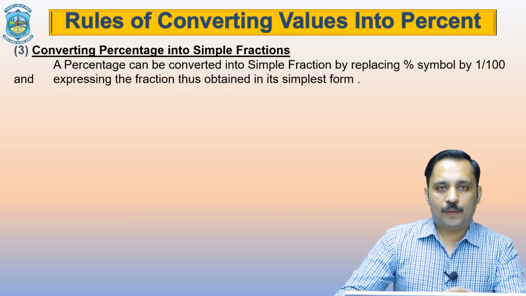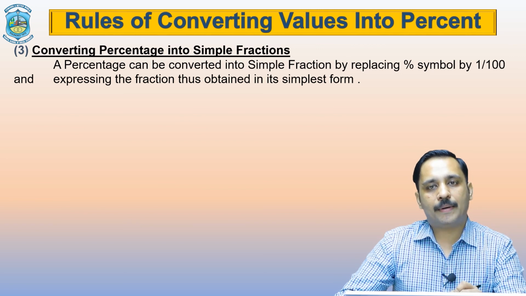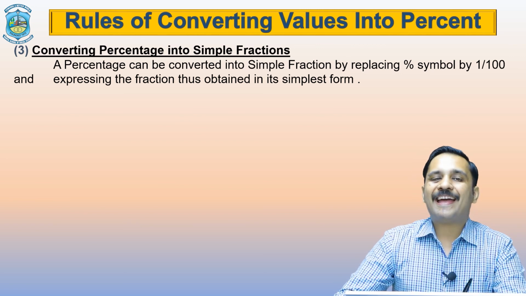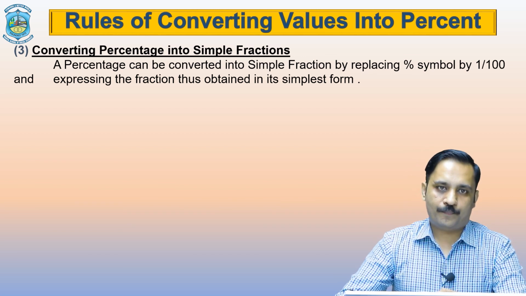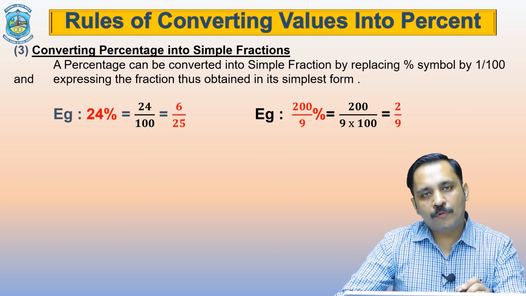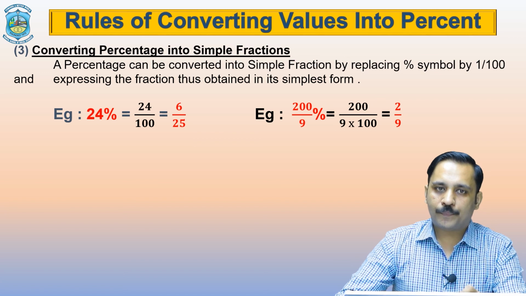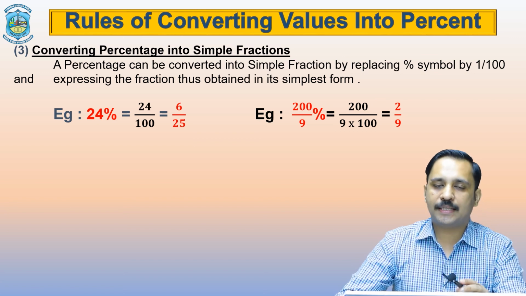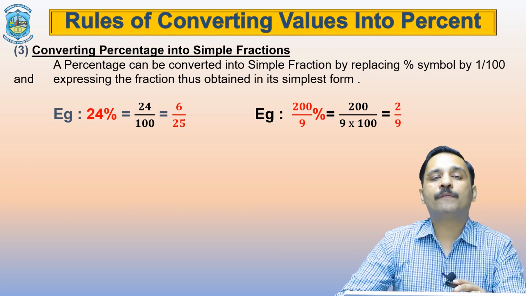The next rule is converting percentages into simple fractions. It is just opposite to the first one. A percentage can be converted into a simple fraction by replacing the percentage symbol by 1 by 100 and expressing the fraction as a simplest fraction. For example, we have 24%. Here, on removing this percentage symbol, I have to write it as 24 upon 100. On solving further, it is 6 upon 25. So this is the simplest fraction which cannot be further subdivided.